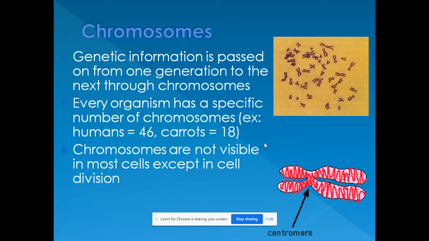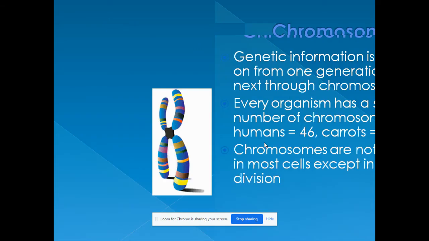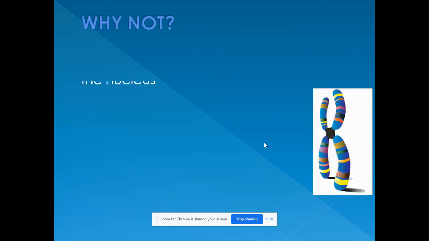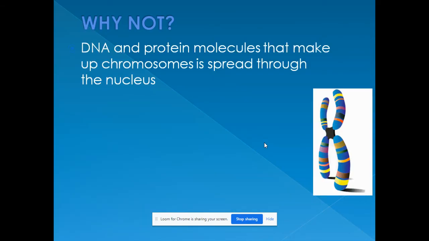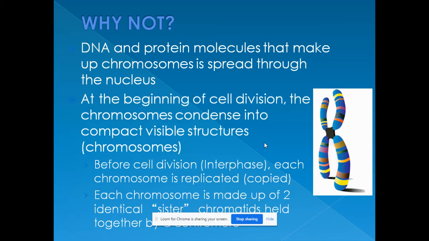Chromosomes are not visible in most cells except in cell division, as I told you before. And why not? The DNA and protein molecules that make up chromosomes are spread throughout the nucleus. That's why you cannot see it. It's spread. It's a micromolecule, so it's not possible to see it.